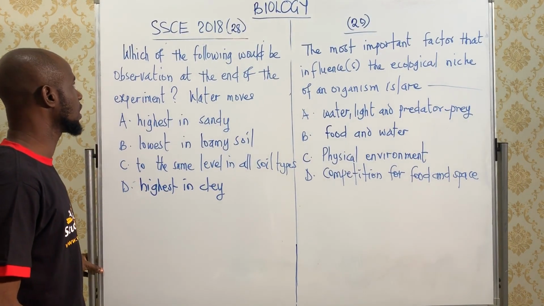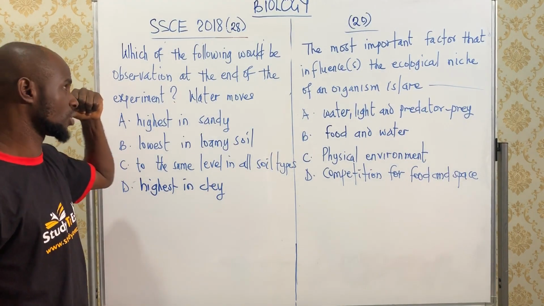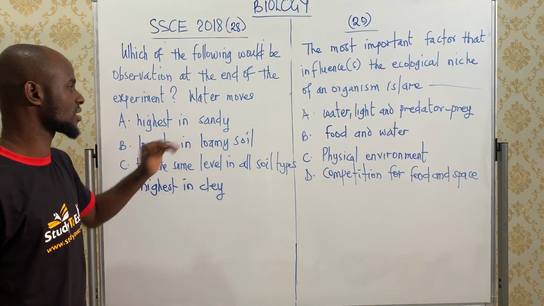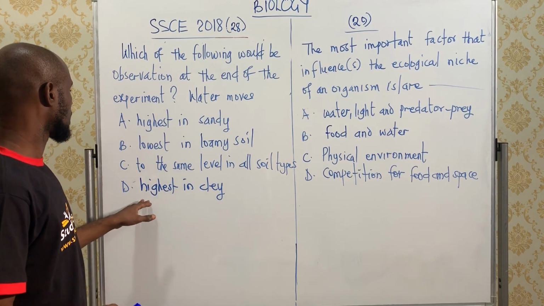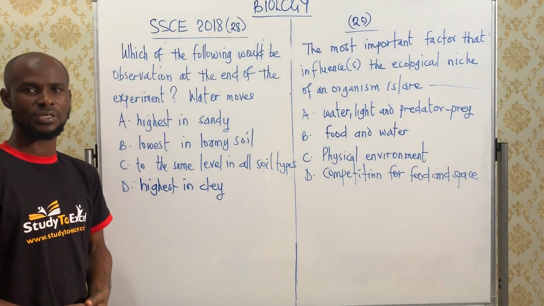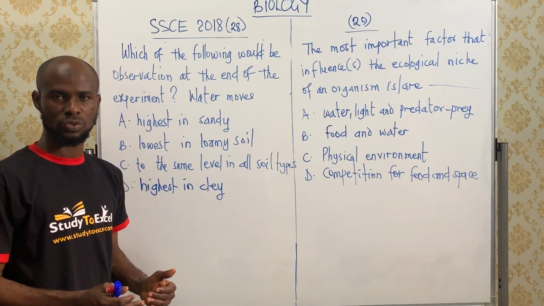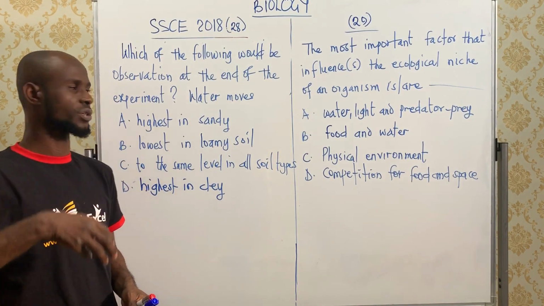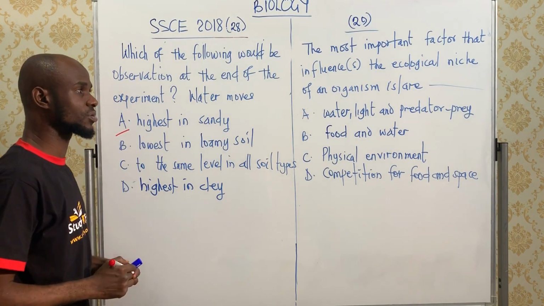That is number 28. Which of the following will be the observation at the end of the experiment we showed you? Number 27. Water moves highest in sandy soil, lowest in loamy soil, to the same level in all soil types, or the highest in clay. Here we don't need to look at experiments. It is well known that sandy soil has a lot of pores, a lot of holes, and that is why water percolation, that is movement of water through the soil, is highest in the sandy soil.